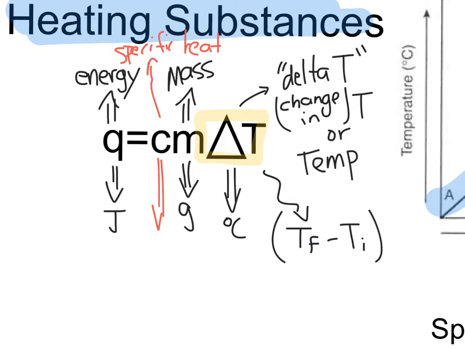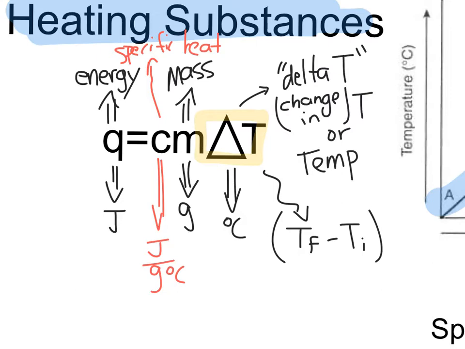The specific heat has a unit of joules per gram degree Celsius, or joules over grams degree Celsius. If you think about this the way we've been thinking about our stoichiometry, you'll notice that this grams degree Celsius is on the bottom of a fraction. These would be on the top of our fraction, and it causes these units to cancel out on this side of the equation. That leaves us with joules.